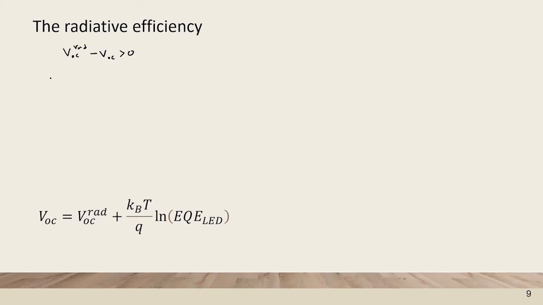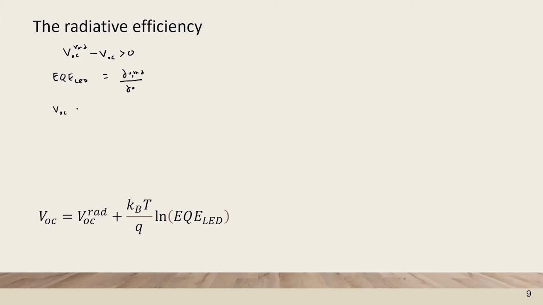And to this end, we remember the relationship of the EQE LED, this is the radiative with respect to the total recombination current in the dark. So this parameter is useful to quantify the amount of non-radiative recombination.